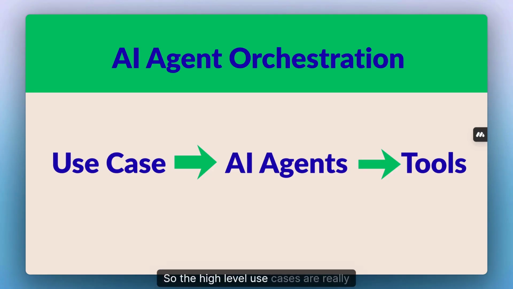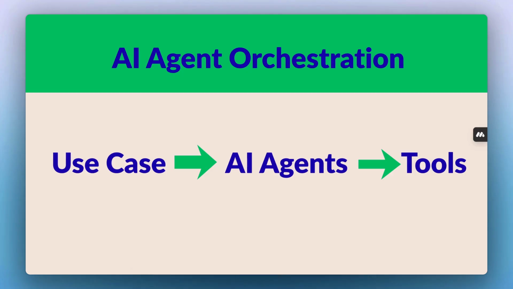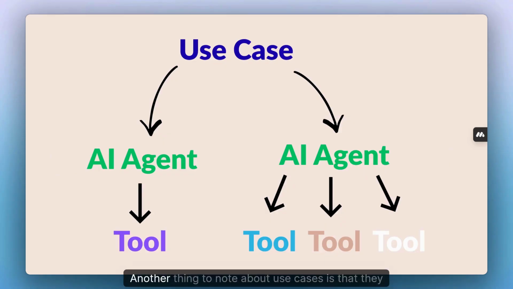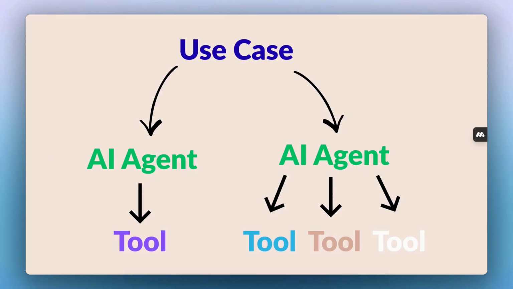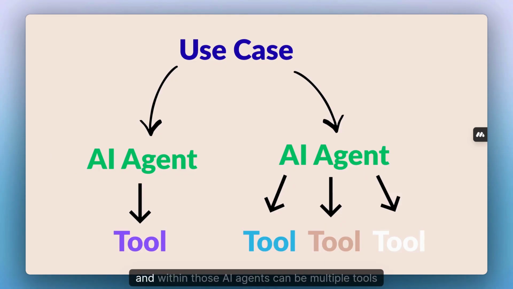So the high-level use cases are built in order to use AI agents to get the necessary tasks done, and the AI agents use the tools provided to them to get tasks done. That's how it works at a high level, and this is called AI agent orchestration. It is a way to organize AI agents for a specific task. Another thing to note about use cases is that they can use multiple AI agents, and within those AI agents can be multiple tools that they use to get the tasks done.